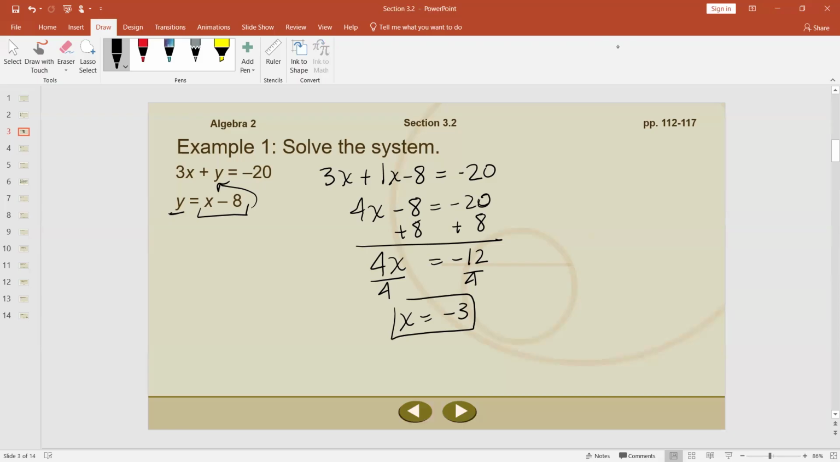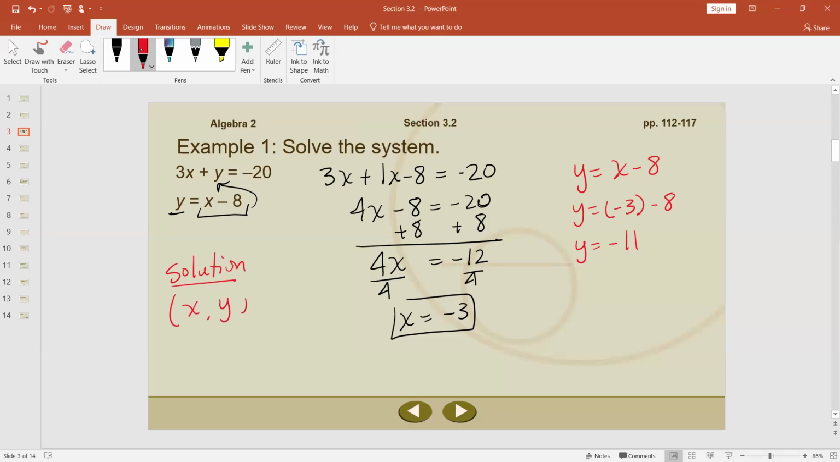Now I can take that negative 3 for x and go back and use my y equals x minus 8. Y equals x minus 8, and I know that the x is negative 3. So y equals negative 3 minus 8, which means that y equals negative 11. My solution for this system of equations, remember, is always in the ordered pair x and y. So my solution is negative 3, negative 11. There's my answer. So we have an independent, consistent system. We have one answer.